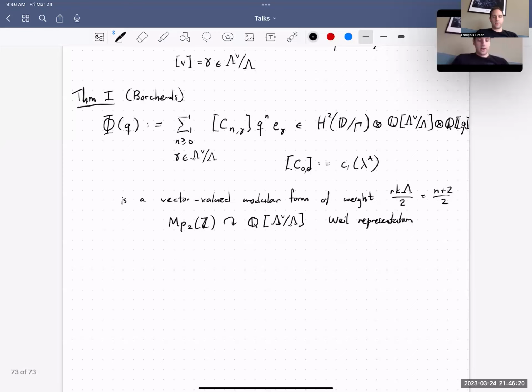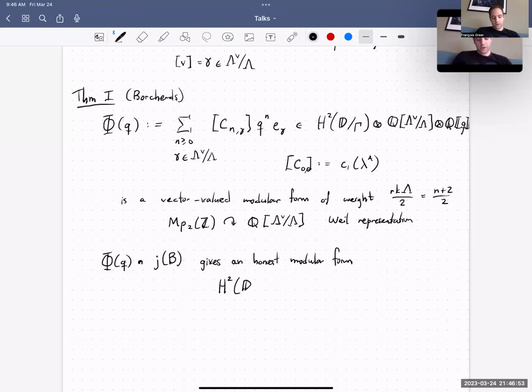How can we use this statement to study these numerical problems? Well, if we take our phi of q and take the intersection product of every coefficient in this power series with the class J of B, the image of our period map, this gives an honest modular form. Just pairing H2 of D mod gamma with H lower 2 of D mod gamma, and this goes to Z.